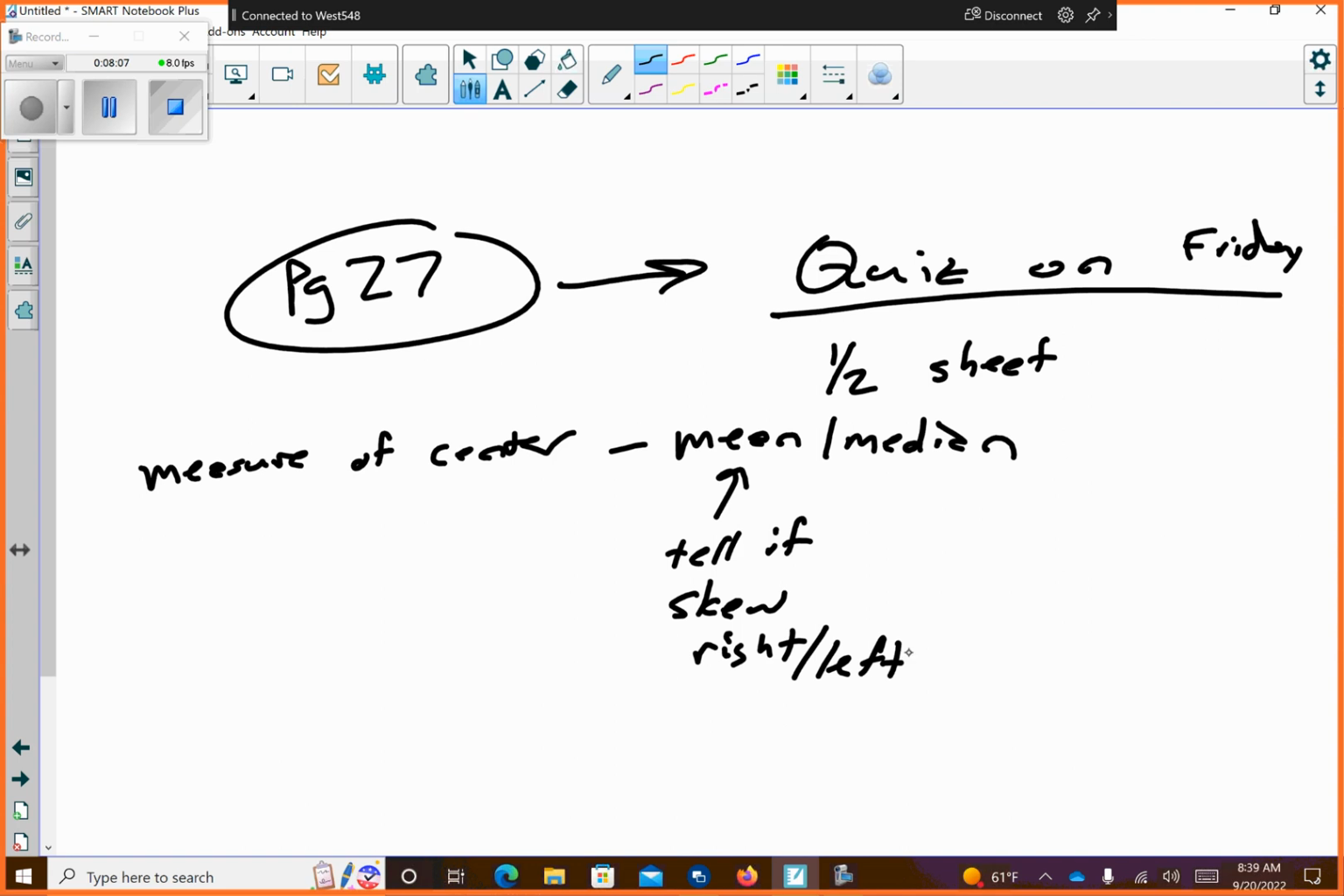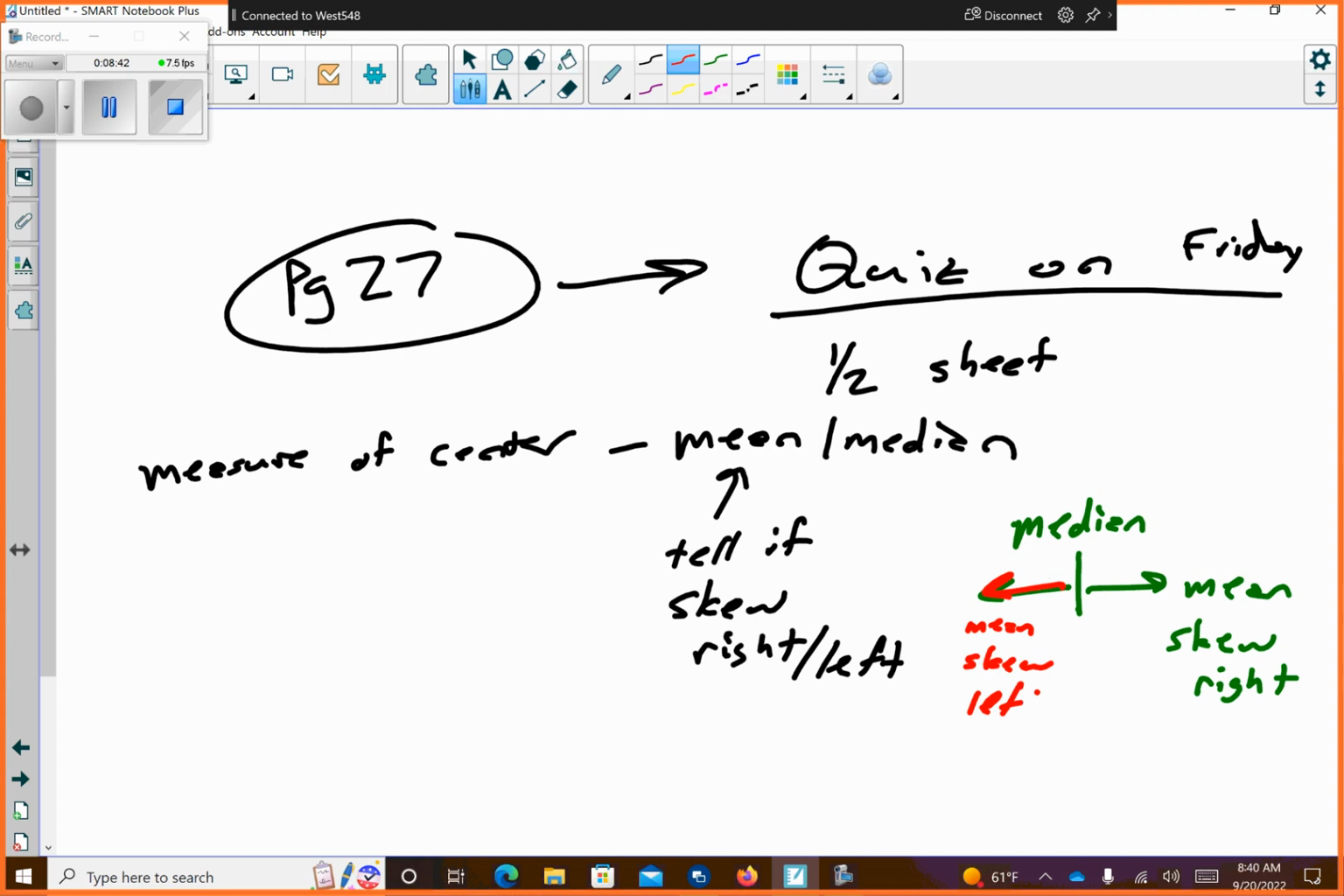Okay, now this is one way. It's not the only way, but it's one way. If you have the median at one location, and the mean is to the right of it, this means you are skew right. Sometimes they call that skew positive, but I like right because it gives us direction. If the mean was this way from the median, then it is skew left or skew negative.